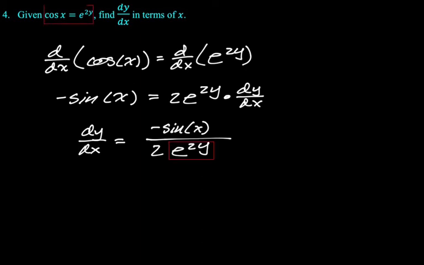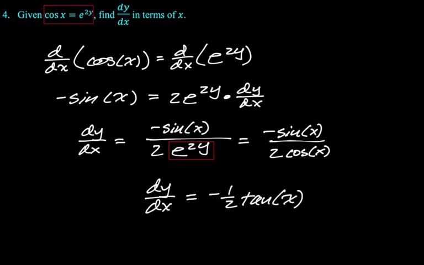But it turns out e to the 2y is given as cosine of x. So I'm going to make that substitution. So negative sine of x over 2 cosine of x. That could potentially be done, but I think that sine over cosine should stand out to you as being tangent. So I'm going to write my answer as dy/dx is negative 1/2 tan of x. And that's the problem set.